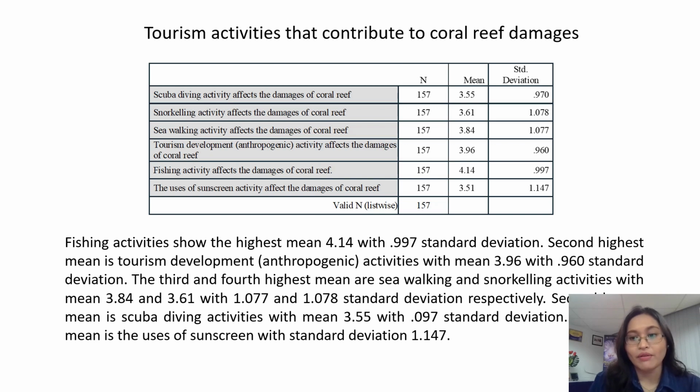It means that from this finding, from the respondents' perception, fishing activity is the main tourism activity that contributes to coral damage, meaning the illegal fishing activity. The second is tourism development itself, and the third and fourth are the activities conducted in that area, meaning sea walking and snorkeling.